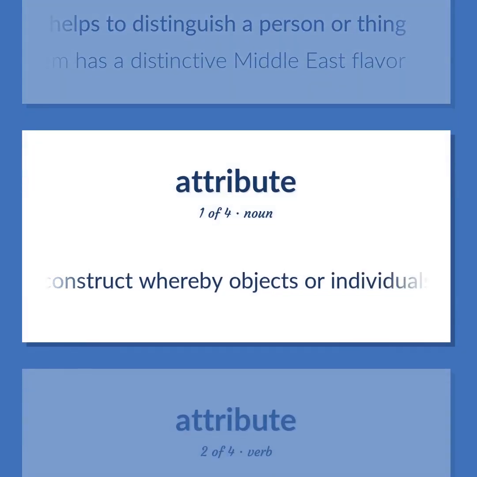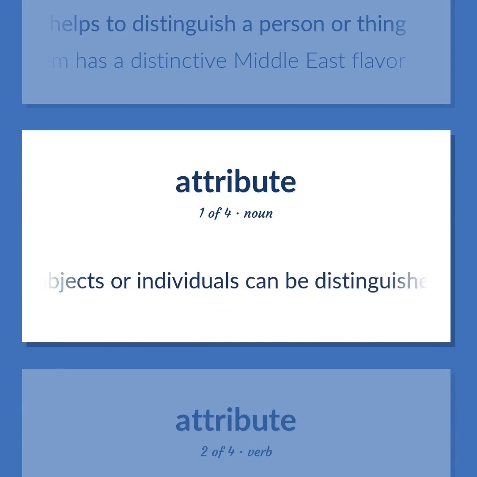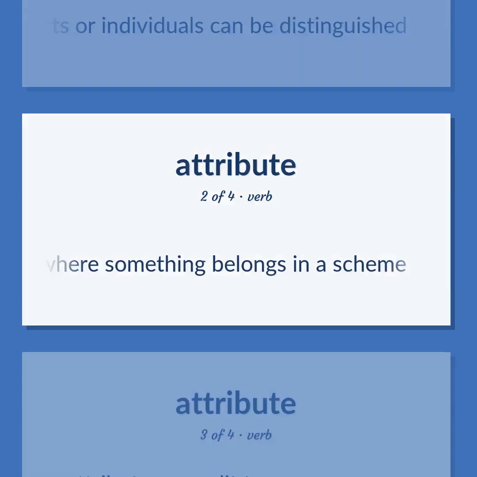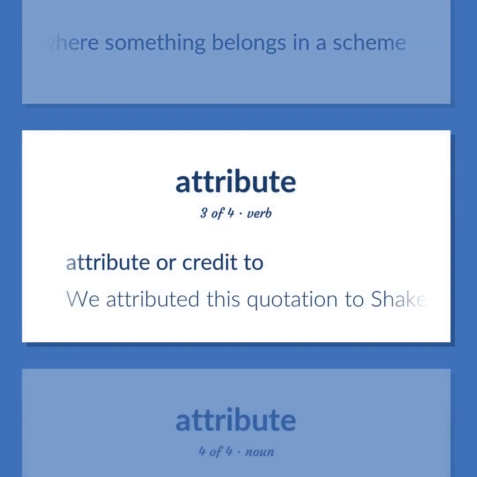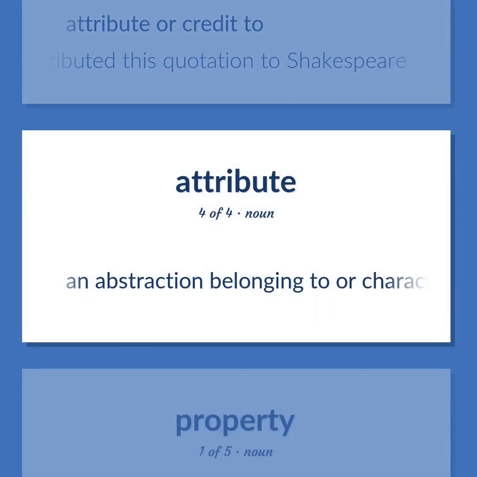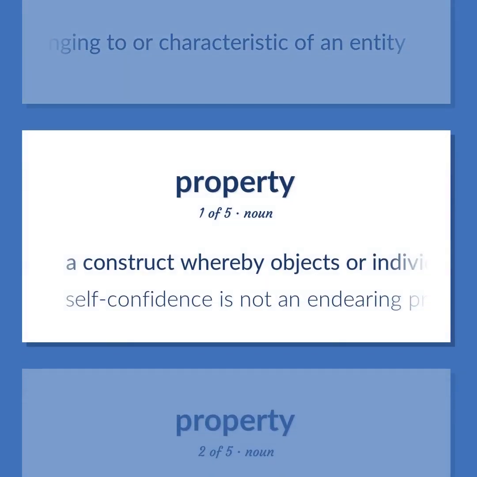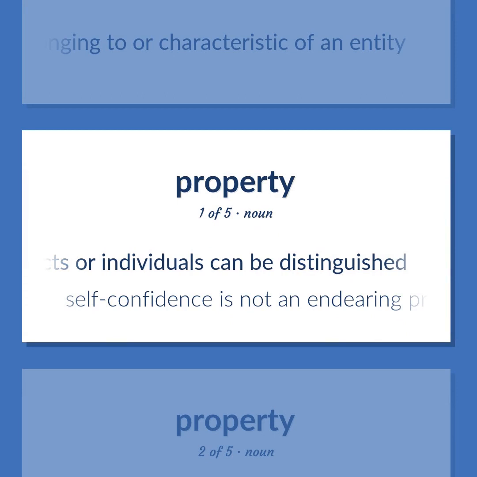A construct whereby objects or individuals can be distinguished. Decide as to where something belongs in a scheme. Attribute or credit to. We attributed this quotation to Shakespeare. An abstraction belonging to or characteristic of an entity. A construct whereby objects or individuals can be distinguished. Self-confidence is not an endearing property.